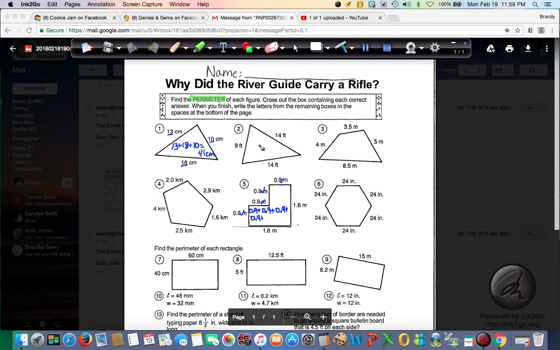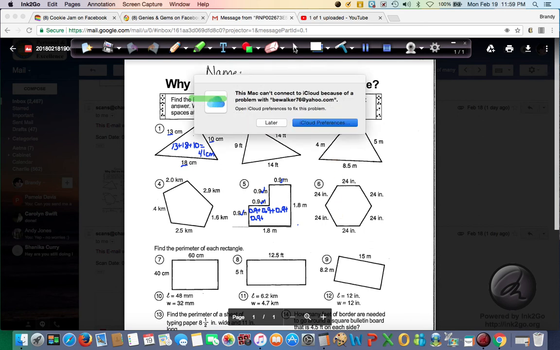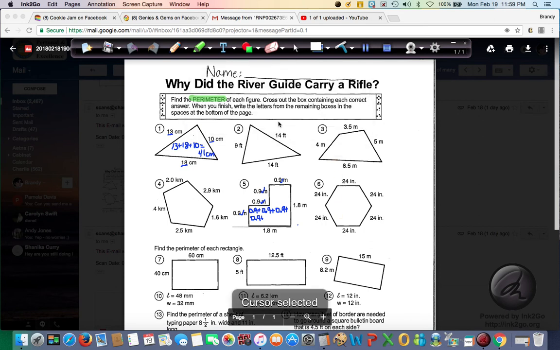Now here, you can do work inside. Oh, let me get rid of this. Sorry, guys. You can do the work inside each space. I'm okay with that, but you do need to show me how you got your answer. All right, so we've done our 0.9s. Let's go. We have a 1.8 here.